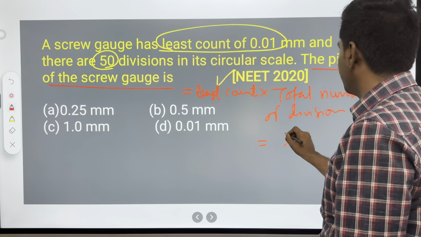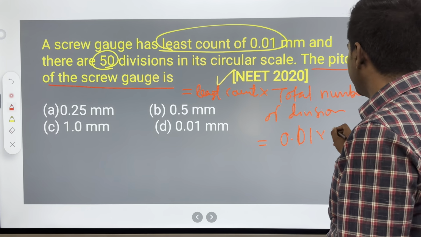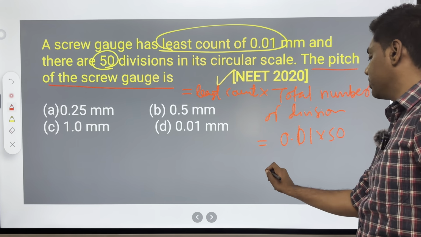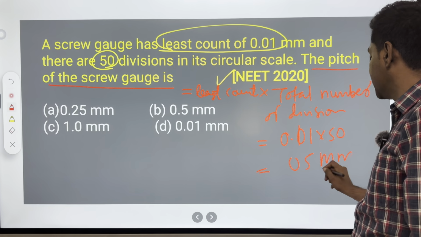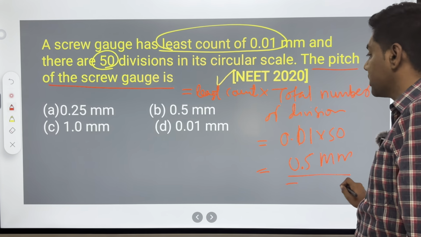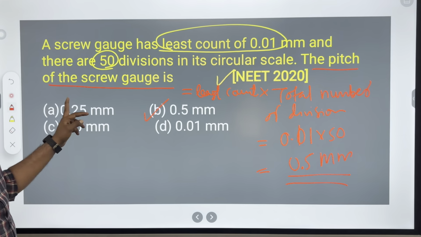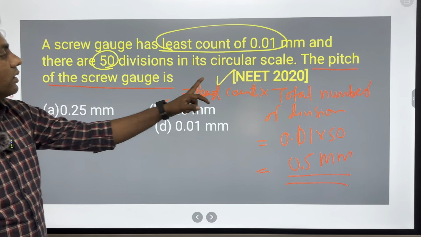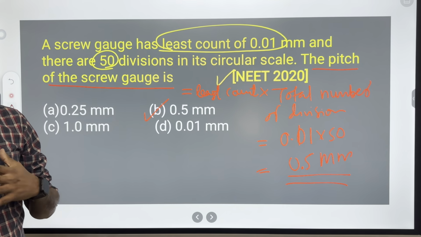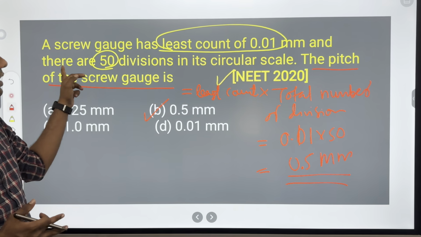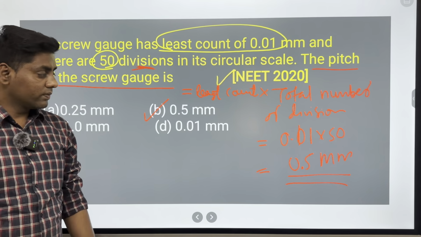So the product of both, 0.01 multiplied by 50, becomes 0.5 mm. Remember, very simple question they ask in the NEET. Remember the formula for the pitch of the screw gauge: the product of least count multiplied by total number of divisions. Option number B is the correct answer.